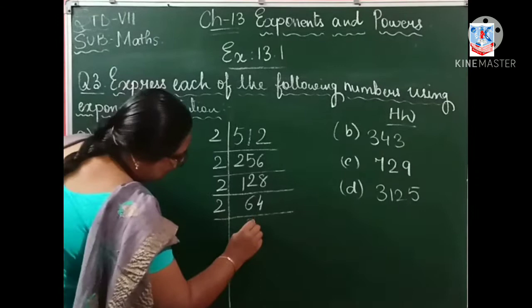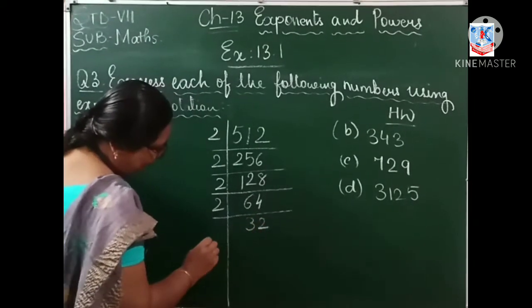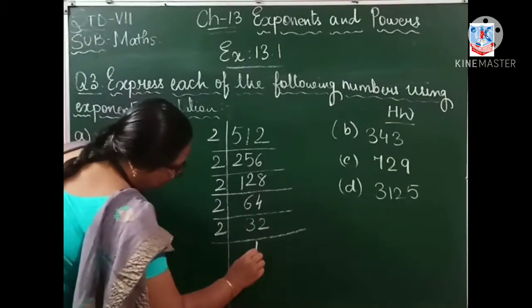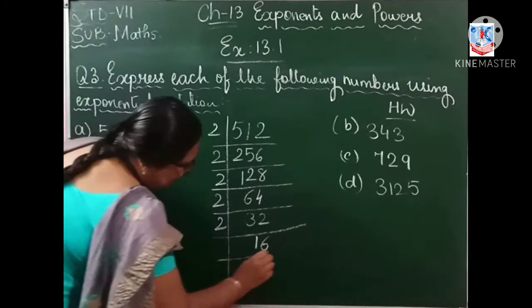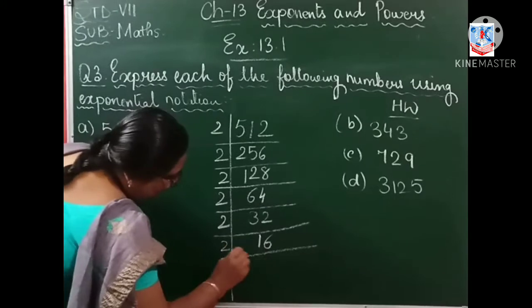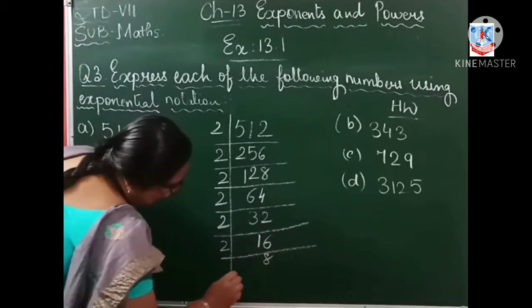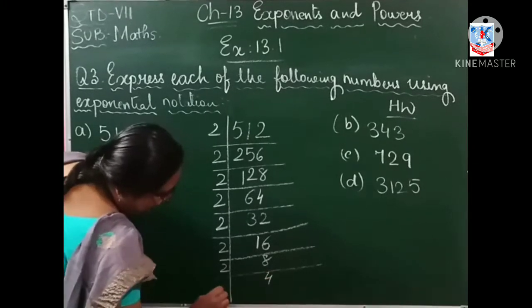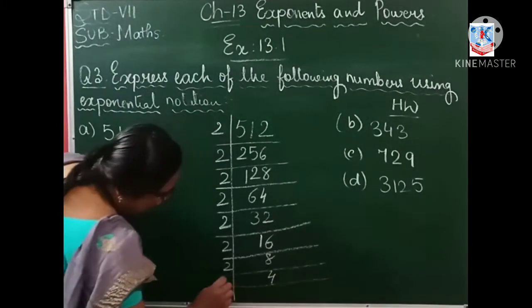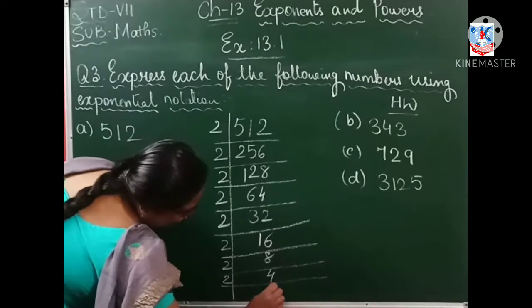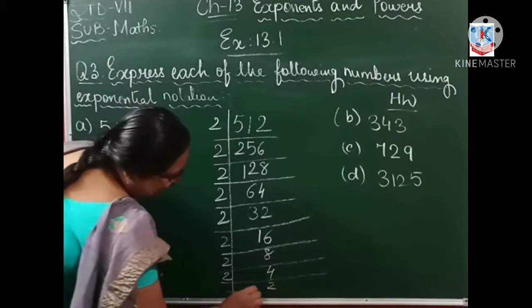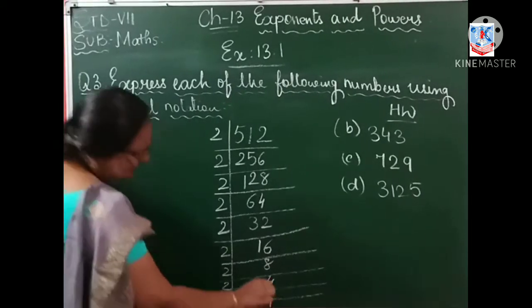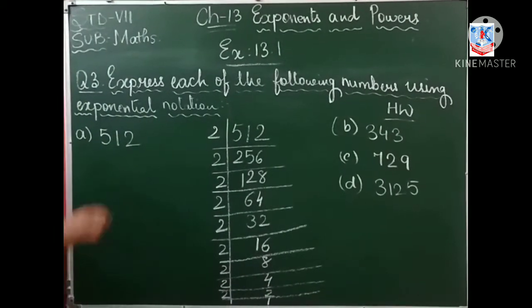2, 32. 2, 16. 2, 8. 2, 4. 2, 2. And last, 2, 1. Now see how many times 2.